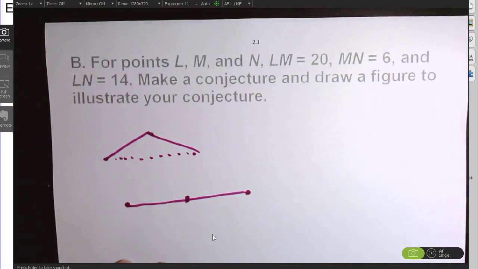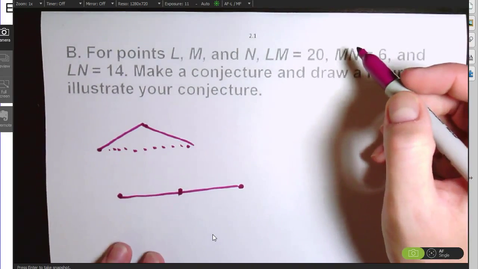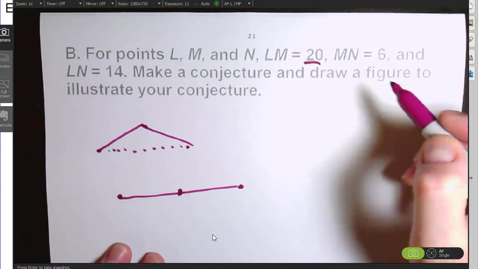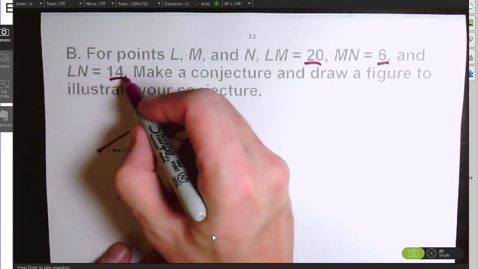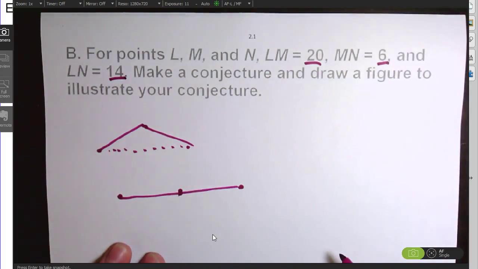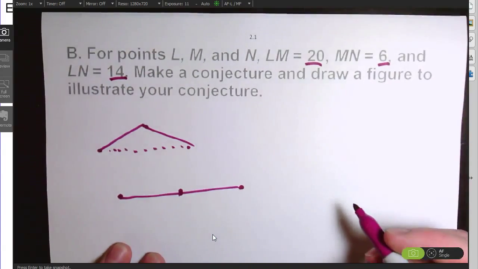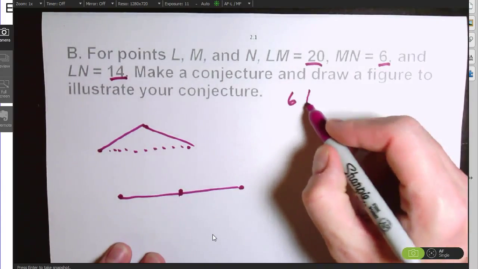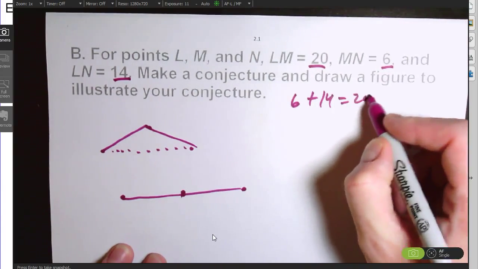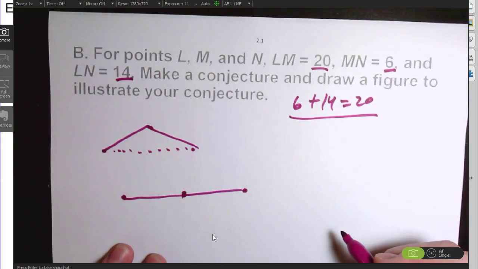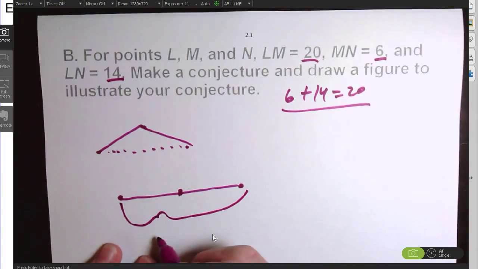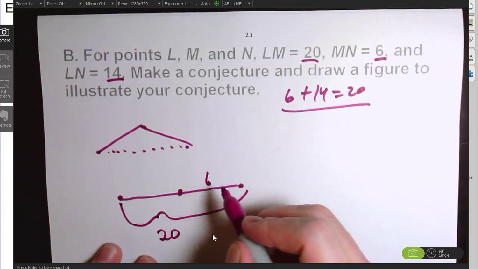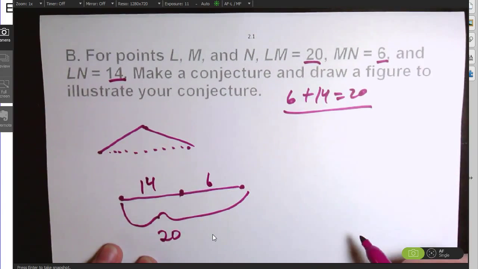Now, here's what jumped out to me when I looked at this. LM is 20, MN is 6, LN is 14. 6 and 14 should hopefully jump out to you because 6 plus 14 is 20. What that hopefully says to you then is, this is 20, this is 6, this is 14.